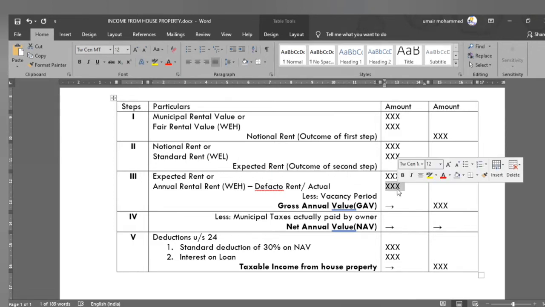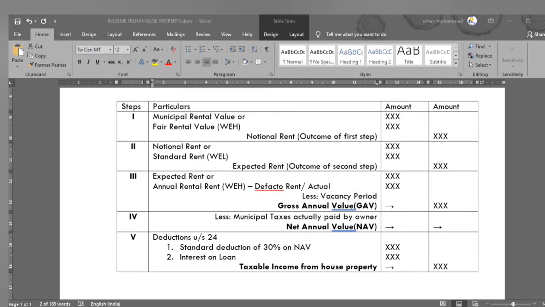And after taking that value, from that value, we deduct vacancy period. Now, what is this vacancy period? Vacancy period is the duration for which the house remains unoccupied, even though the owner wants to give the house on rent. But unfortunately, he's not finding a tenant. So therefore, that is a loss to the owner, and that loss can be deducted from this step.